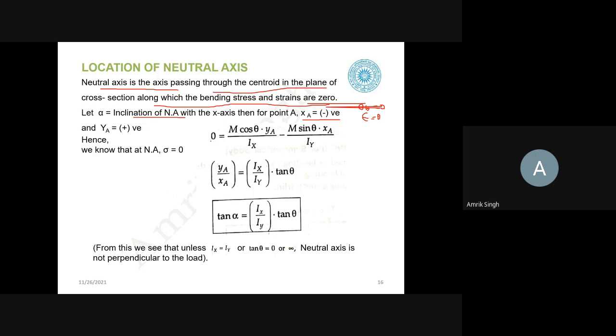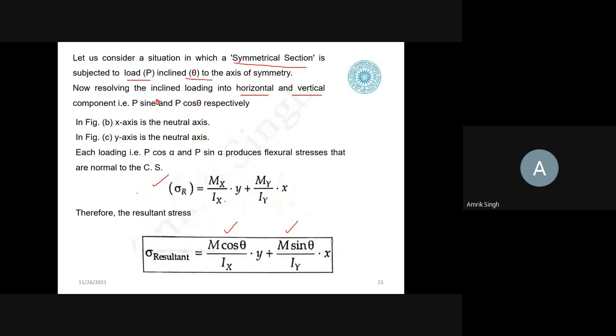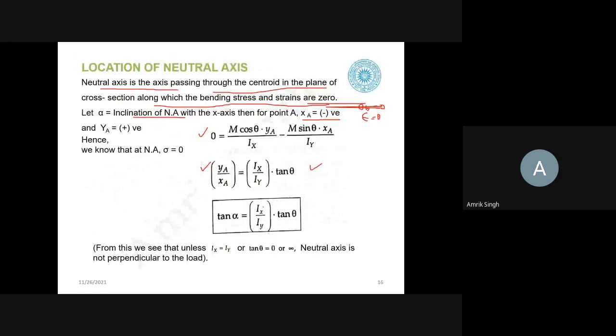So we can put this because the stress is zero. So in the above formula we can put it, so it will be ya upon xa, which will be Ix upon Iy. So this is nothing but tangent alpha. So ya upon xa is tangent alpha, so tangent alpha is Ix upon Iy. So from this we see that unless Ix is equal to Iy, or tan theta is zero or infinity, the neutral axis is not perpendicular to the load plane.